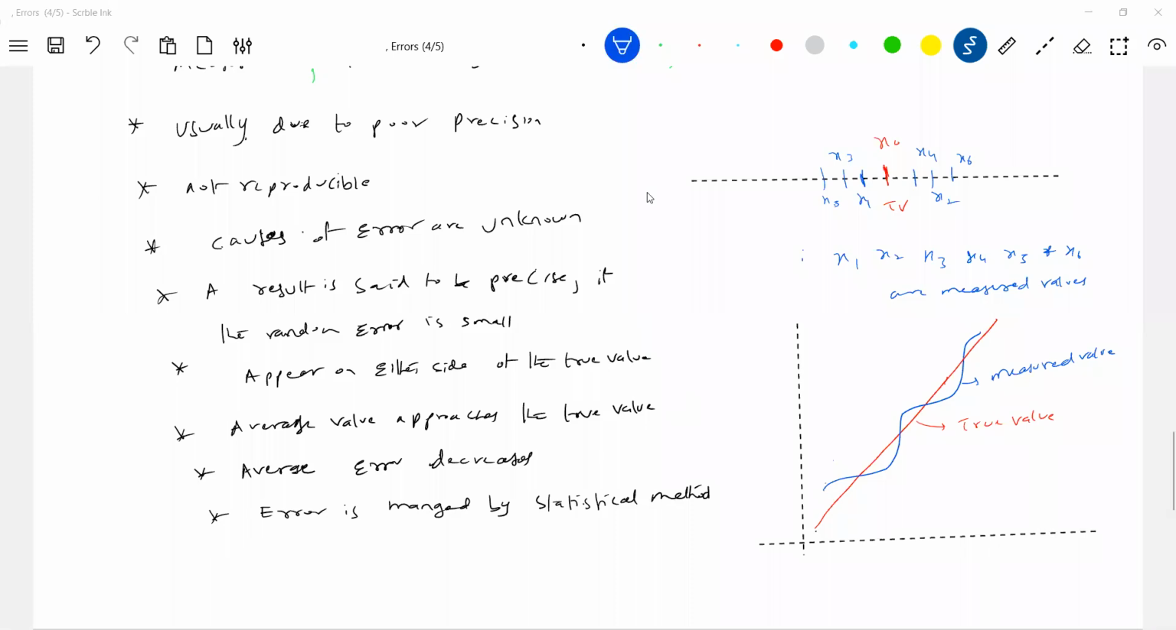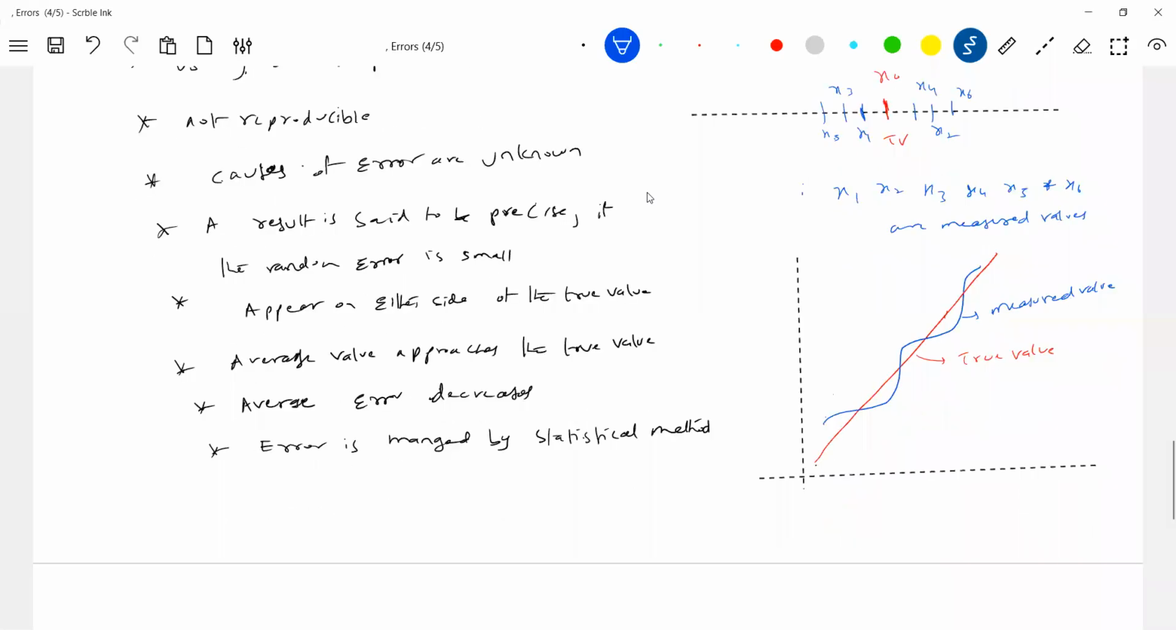Okay, now what about systematic error? How will it be due to systematic error? This is due to random error, the measured value. Now I'll draw another curve. Green color, I'll draw it.